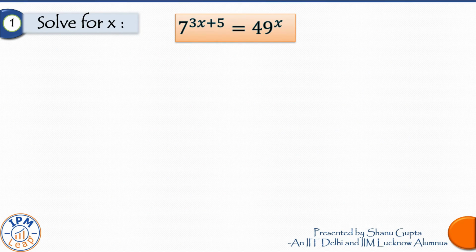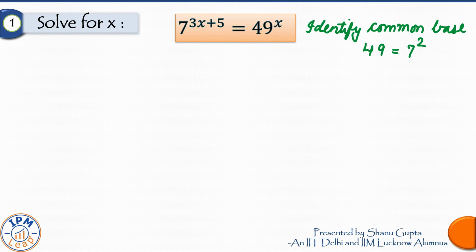Now we are going to try out our first practice question, which is 7 raised power of 3x plus 5 is equal to 49 raised power of x. And we have to solve for the value of x. The first step in these questions is to identify the common base. We have 7 on the left hand side and 49 on the right hand side. As we know, 49 is the square of 7. So our choice of base should be 7.